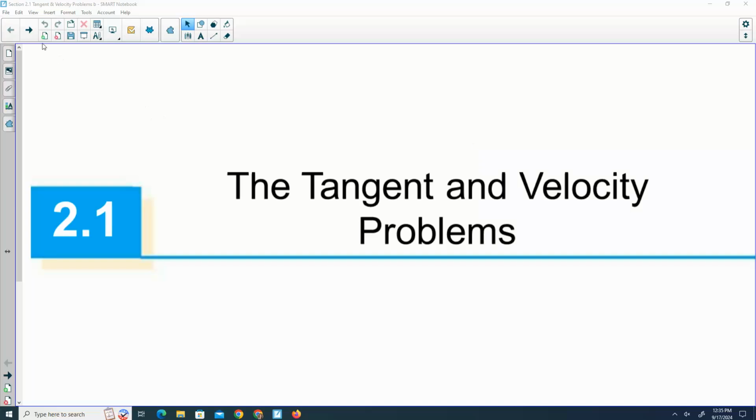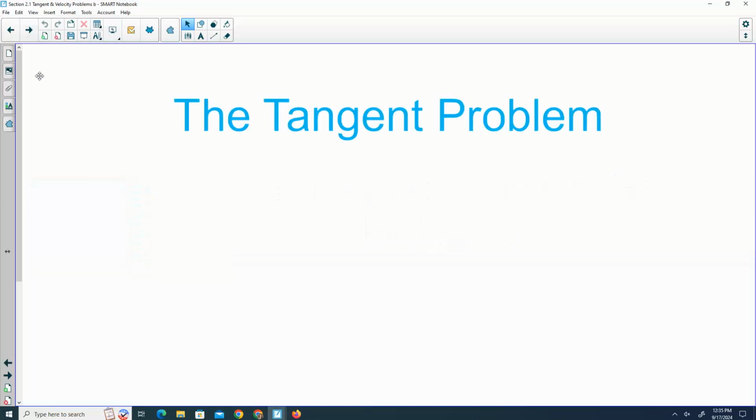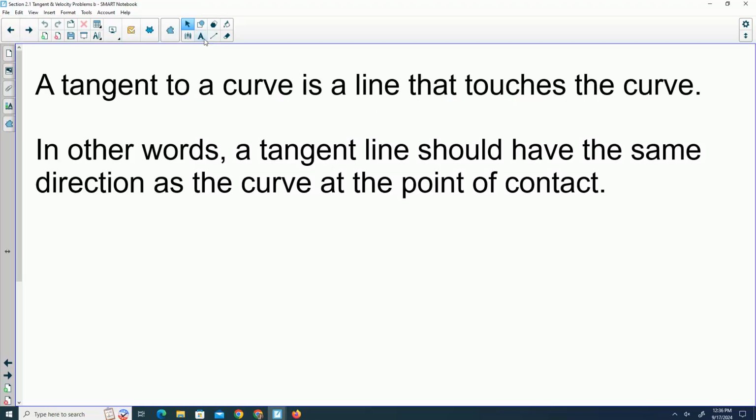Alright, so we are talking about tangent and velocity now. So our tangent problems. We have talked about a tangent function, you know, in trig we have tangent. But we are talking now about something that is tangent to a curve. So when I say a line is tangent to a curve, that means it touches it. Okay, it has the same general direction as our curve at that particular point in contact.